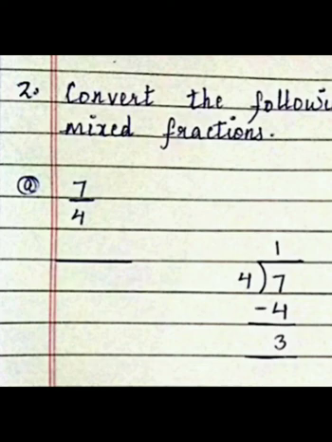And when we are going to write in a mixed fraction, we will first write the quotient, and then in the numerator part we will write the remainder, and in the denominator we will write the divisor. So we will write 1 3 by 4.